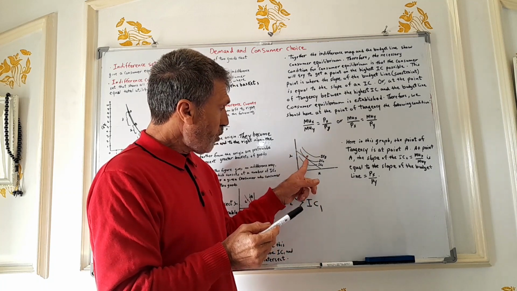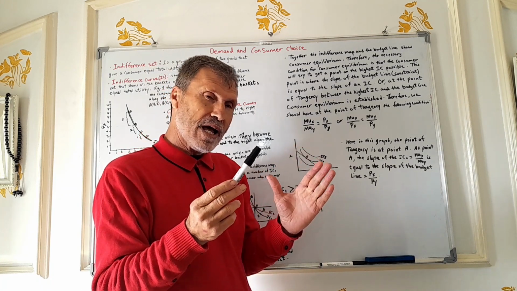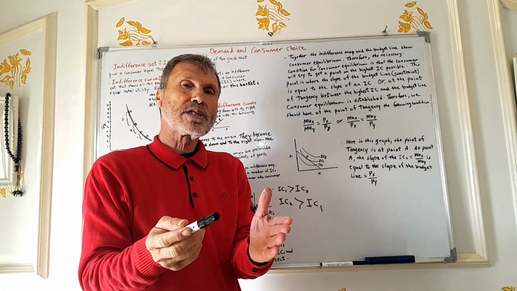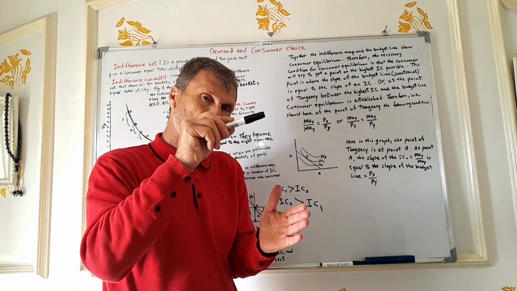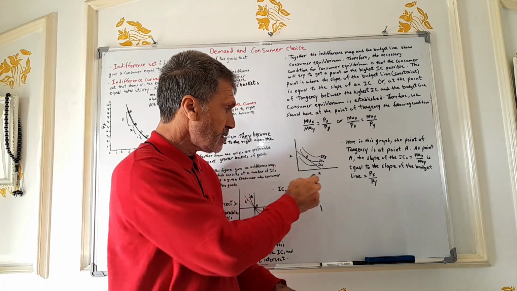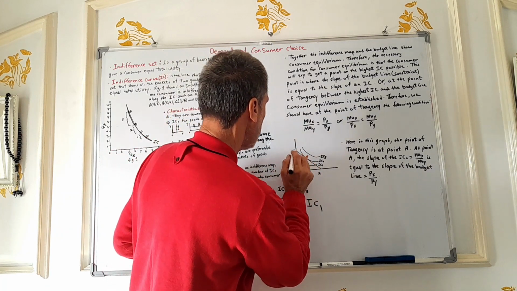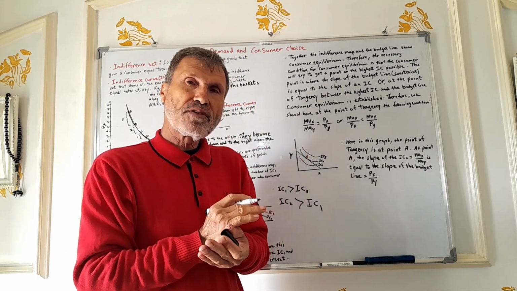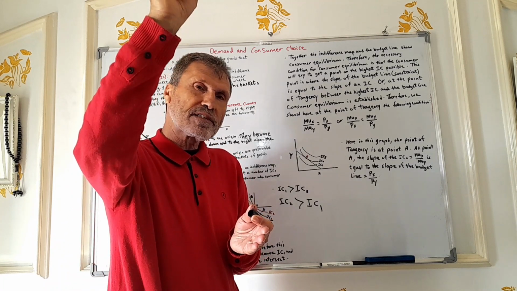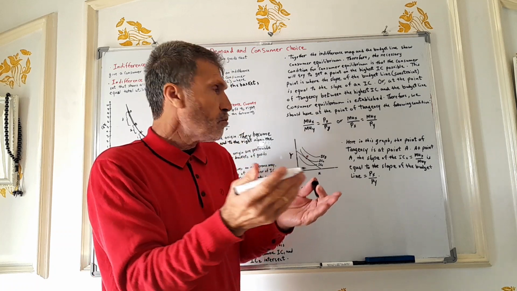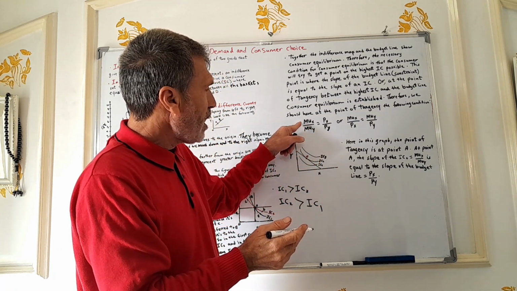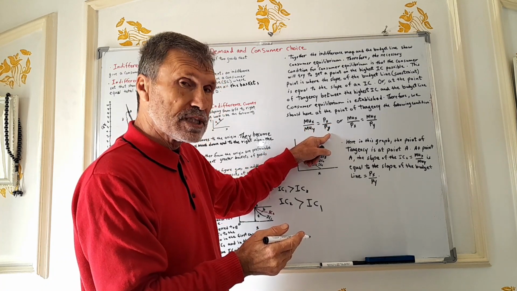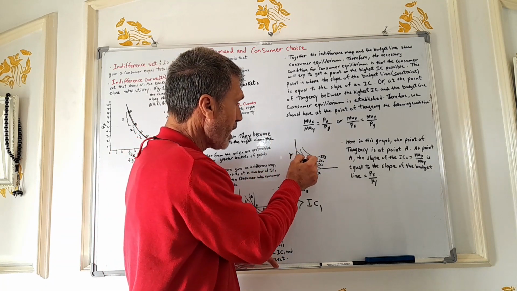Now, at this point of tangency, the slope of the budget line is equal to the slope of the indifference curve. The slope of the budget line is Px over Py, the price of good X over the price of good Y. And the slope of the indifference curve is the marginal utility of X over the marginal utility of Y. So put them together: MUx over MUy, which is the slope of the indifference curve, equals Px over Py, which is the slope of the budget line. This is at point A.